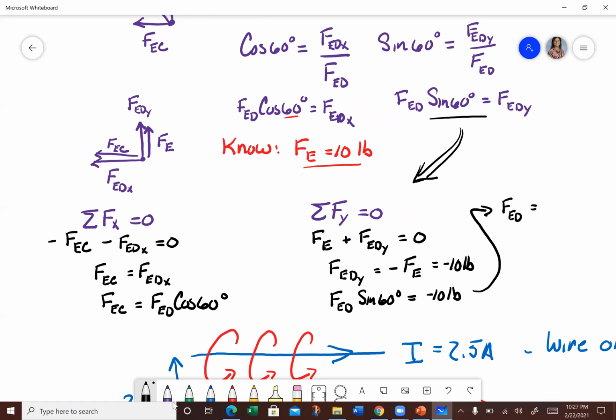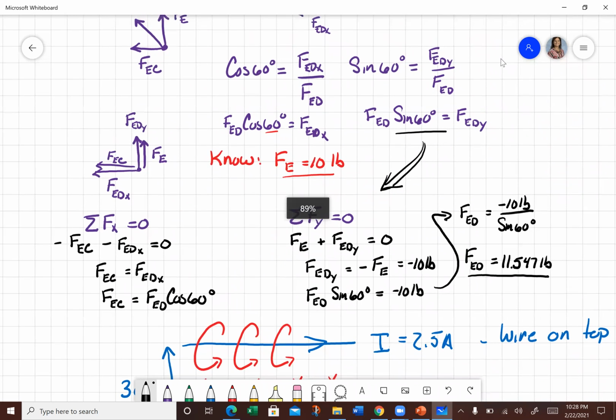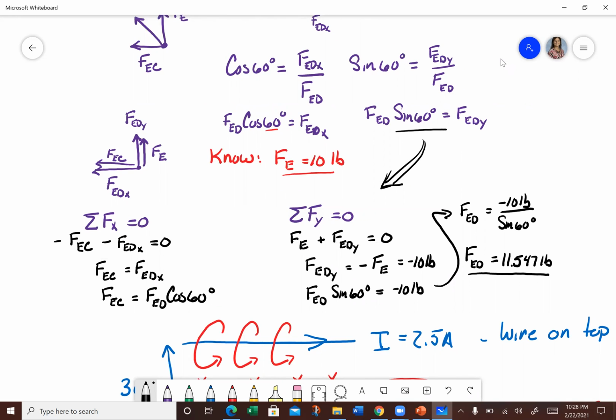FED is going to be negative 10 pounds divided by sine 60 degrees. So we get FED equal to, plugging that in our calculators. Okay, as we saw, FED equals 11.54 pounds. So we're going to use that. I apologize, I mistakenly pulled up a whiteboard that I had something else on. So we're going to use that here, right? That means FED equals 11.54.